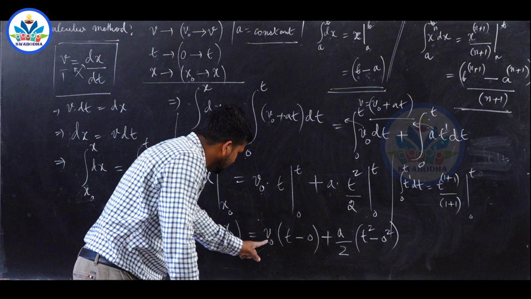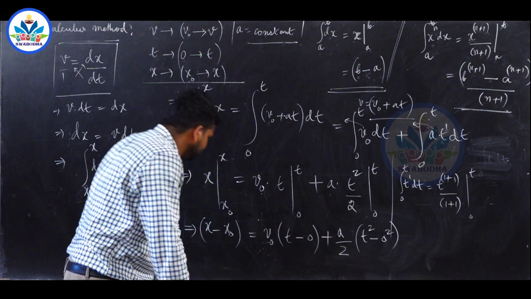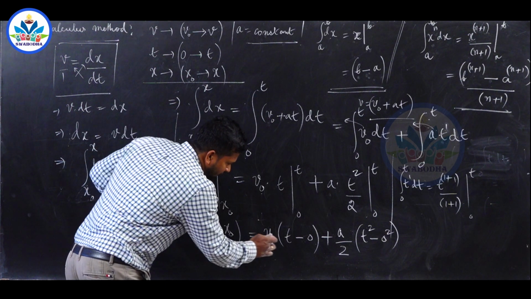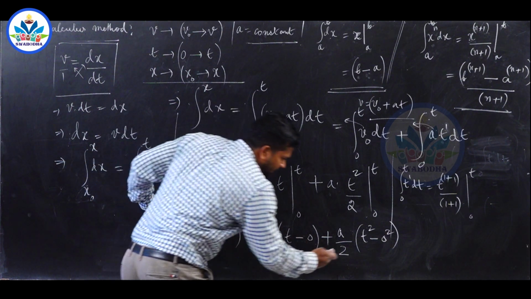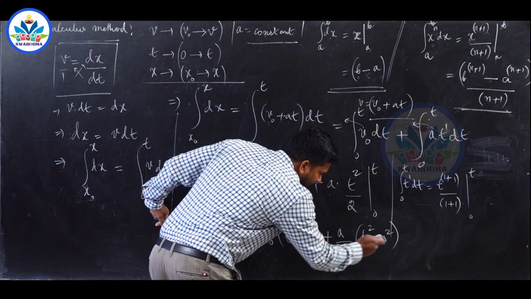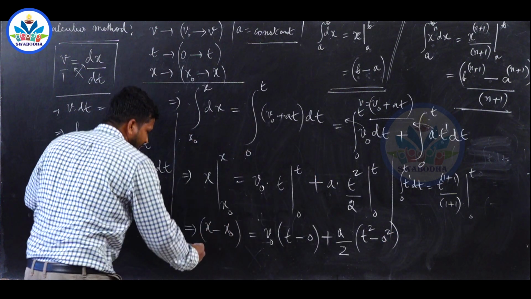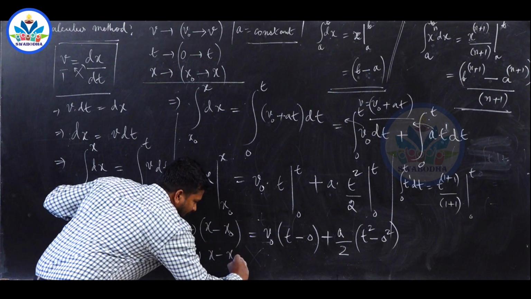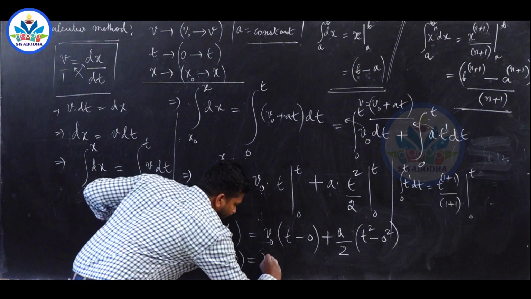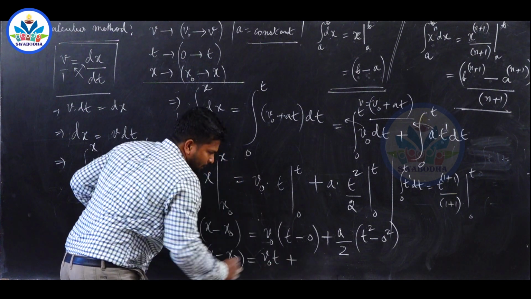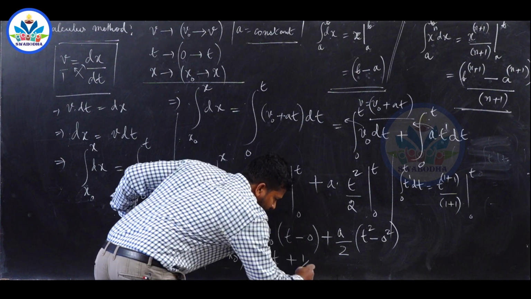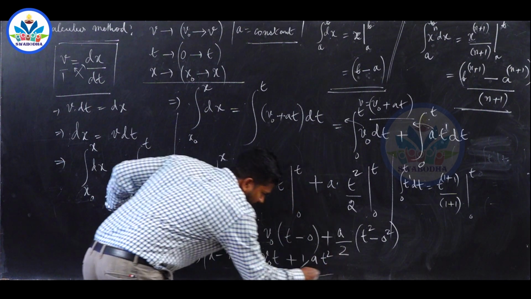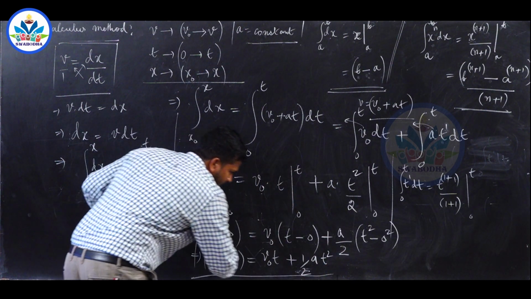Okay, v naught t, correct. x minus x naught equals v naught into t minus 0, that is v naught t, and half into a into t square. I'll write the next step here: x minus x naught equals v naught into t plus half a into t square.